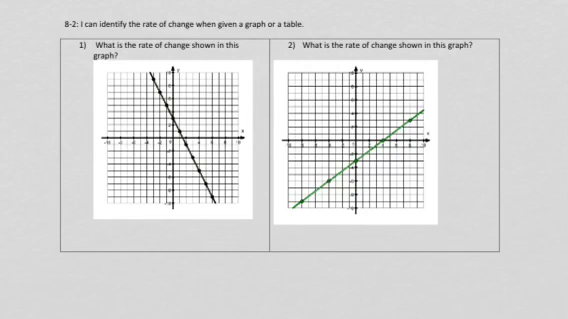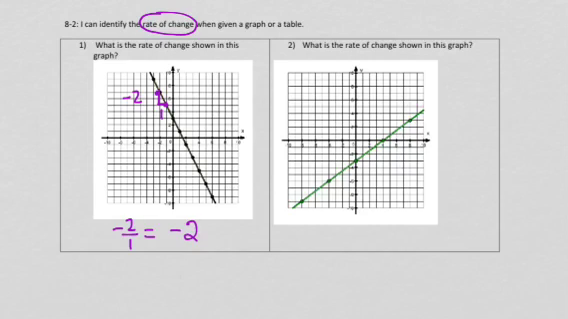For section 8.2, we are looking at rate of change, which is the slope. So we're going to choose 2 points. I will choose this one and this one. And I see that it goes down 2 and it goes right 1. So the rate of change is negative 2 over 1, and I always simplify that. So that is negative 2.